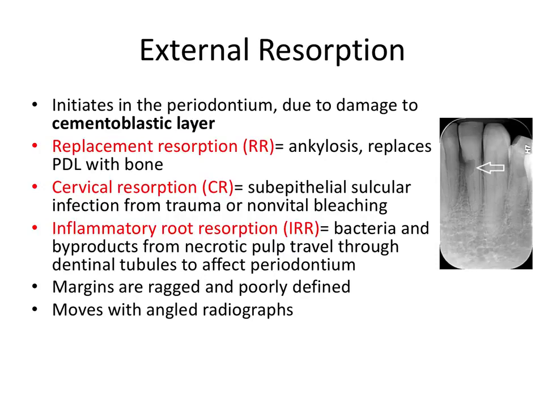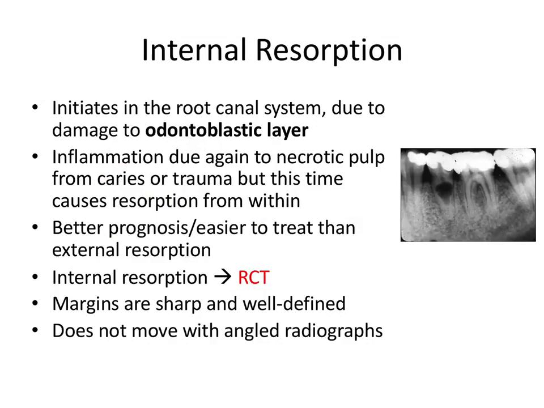Now that'll be important when we compare it to the next one, internal resorption. As opposed to external, this one initiates within the tooth, in the root canal system, due to damage to the odontoblasts. Inflammation is due again to necrotic pulp from caries or trauma, but this time causes resorption from within, rather than from the outside, from the PDL. Internal resorption has a better prognosis and is much easier to treat than external resorption. You treat this with root canal therapy.